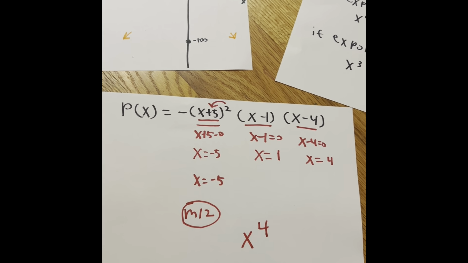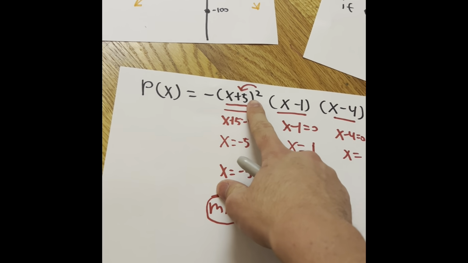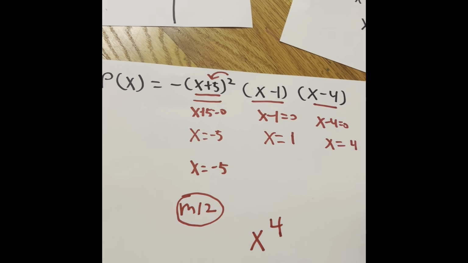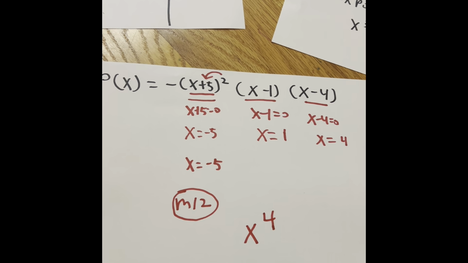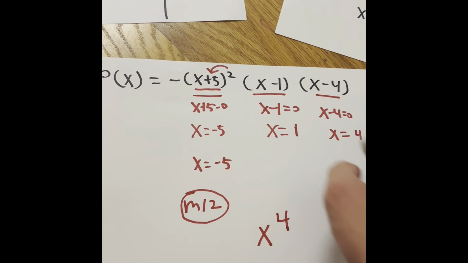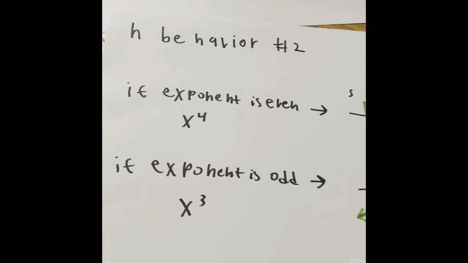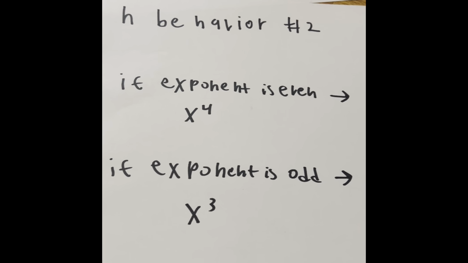So before starting the problem, look at the exponents, because the amount of x's that show up are how many times it is present on the field, but also changes if the exponent is even or odd.